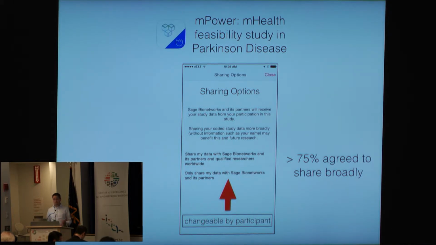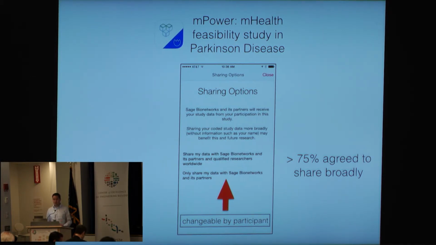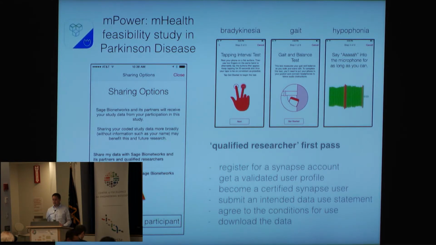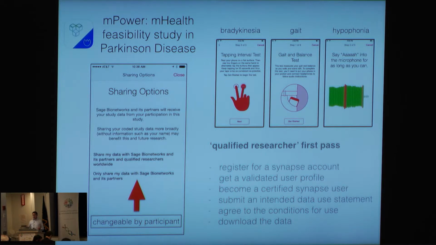Very similar to the Robert Wood Johnson Health Data Exploration Project, over 75% of people agreed to share their data more broadly. Part of what was done in this study is that the mobile phone has sensors embedded into it that are very ripe for helping to quantify certain symptoms of Parkinson's disease, symptoms like bradykinesia, issues with gait, and hypophonia.